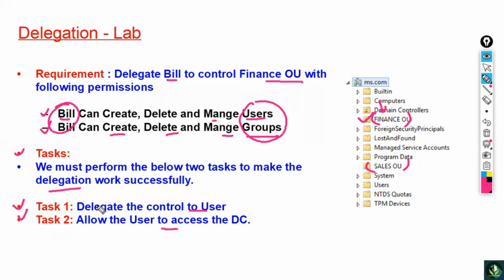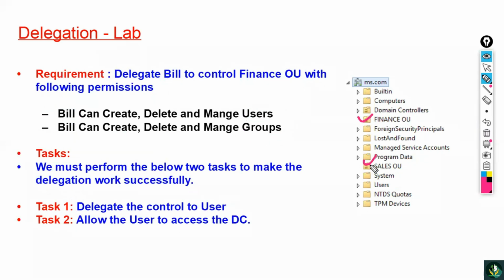So guys, we have delegated the control to users. To manage this finance OU and sales OU, the user has to log on to the domain controller. But by default, a normal user can't access the domain controller. So we need to provide the permission to these users to access the domain controller. If you are delegating only the control and the user is unable to log on to the domain controller, there is no use of delegation here. So the user should access the domain controller as well.